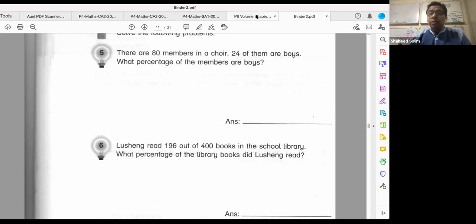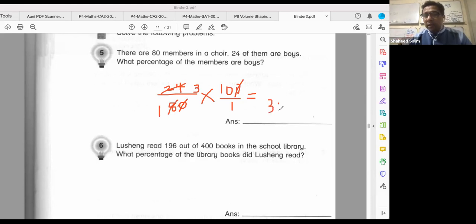Maths is very logical. So how to do this? Very, very simple. You want to see the boys? This is 24 over 80. The total must be below 80. The boys is 24. You want to find the percentage? Just times by 100, and you will get 30%. You cancel the 0, cancel the 0. 24 can divide by 8, you get 3. 80 divided by 8, you get 10. 3 times 10, 30%.